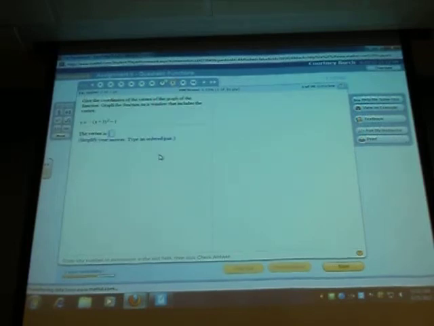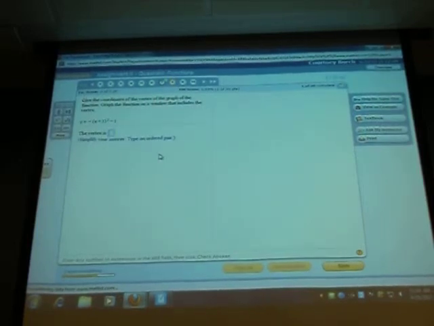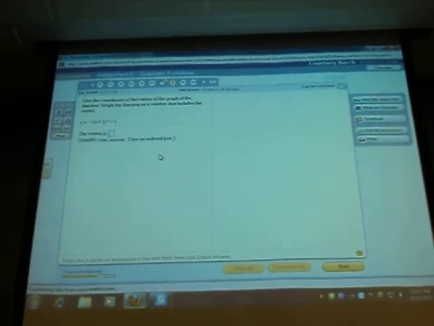Okay, what about this one here? Let's look at what's going on here. First of all, they've got a negative in front of the parentheses. See that negative 1 hanging out in front there? That negative is kind of easy to miss. That means this is going to be a parabola that is concave down.